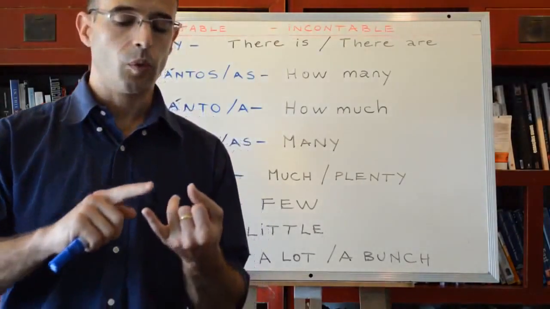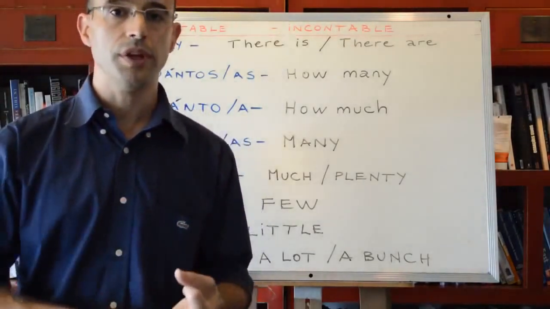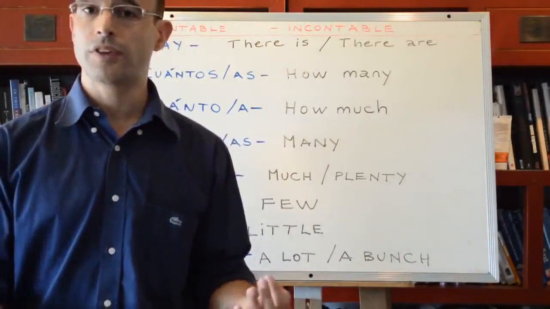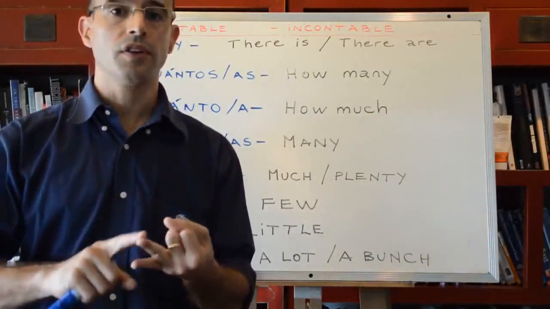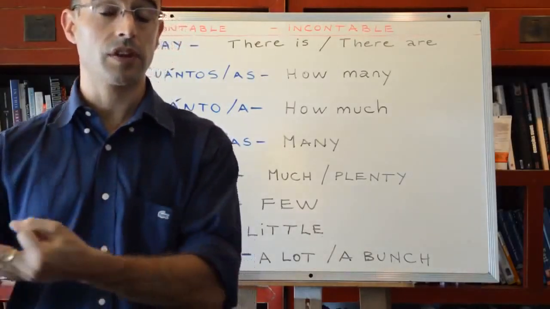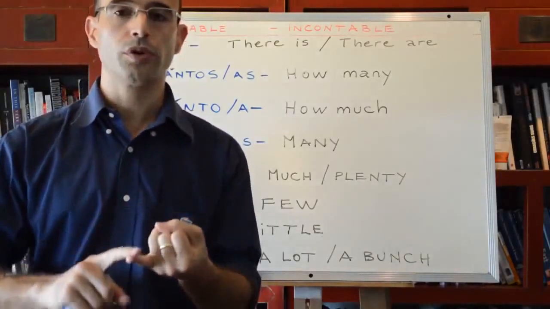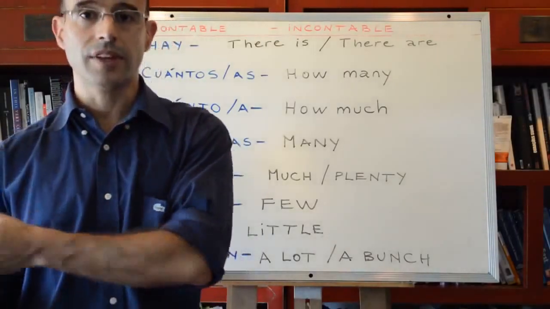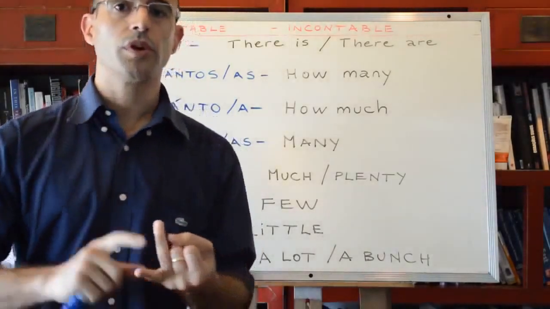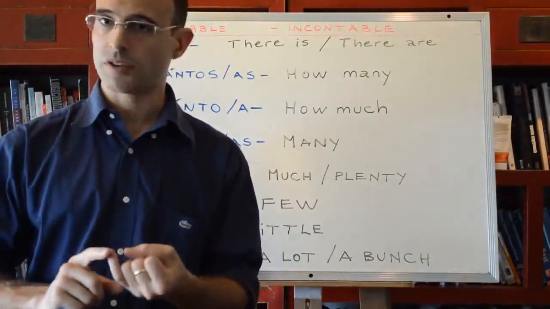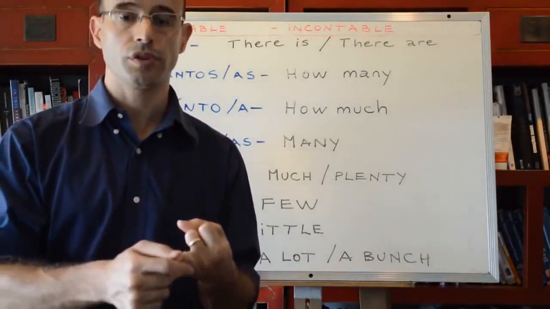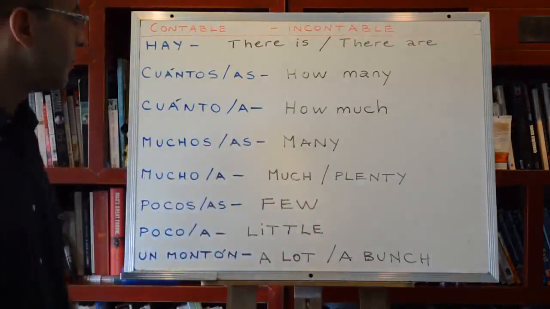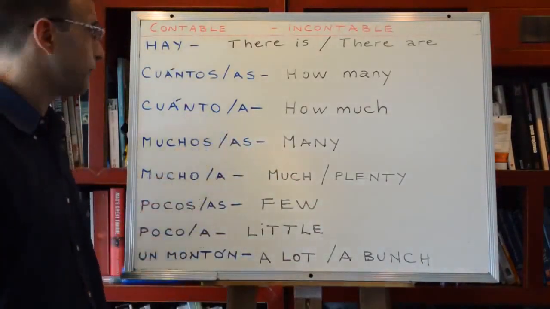So we can say 1 tree, 2 trees, 3 trees, or 1 book, 2 books, 3 books. That's countable. We cannot say 1 money, 2 monies, 3 monies, right? So that's uncountable. We cannot say 1 water, 2 waters, 3 waters, okay? That's uncountable. We can say though one bottle of water, 2 bottles of water, right? But we cannot say 1 water, 2 waters, okay? So that's the difference between countable and uncountable, and in Spanish it is exactly the same.